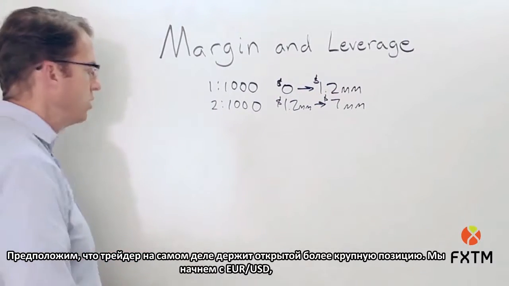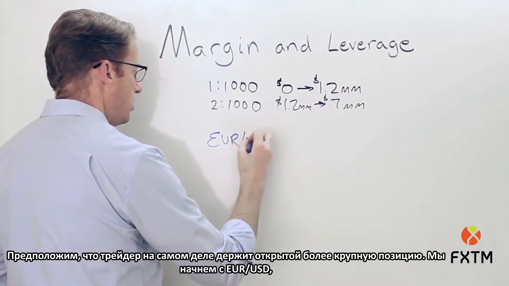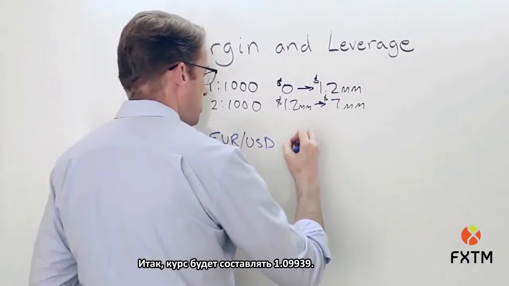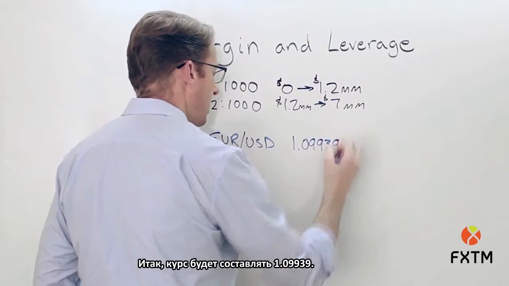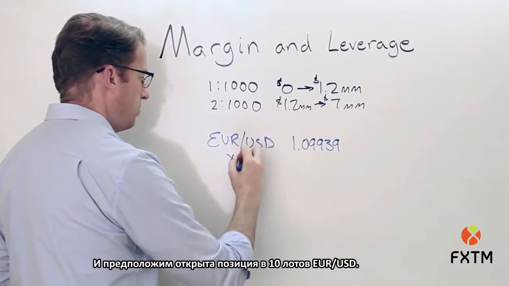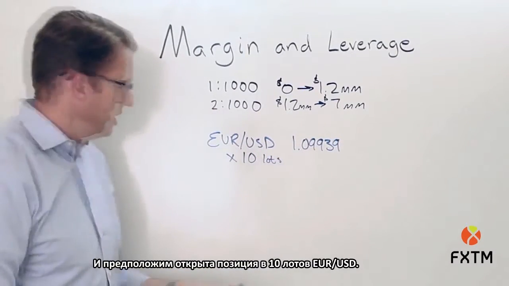So we'll start them out with the euro to the US dollar, and why don't we use those same numbers that we used before? So the exchange rate would be 1.09939. So that means, and here we're going to assume that they're holding a position of 10 lots of the euro US dollar. Now, what do we know?